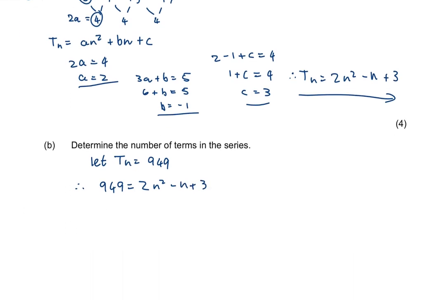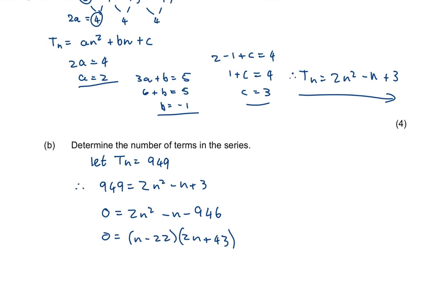Okay, so rearranging this into standard form where we have 0 on the left-hand side, we have 0 is equal to 2n squared minus n, and then plus 3 minus 949 is minus 946. Now, this is quite difficult to factorize, so I suggest you type it into your calculator, which will give you the answers directly. But if you were to factorize it, you'd get n minus 22 and 2n plus 43.